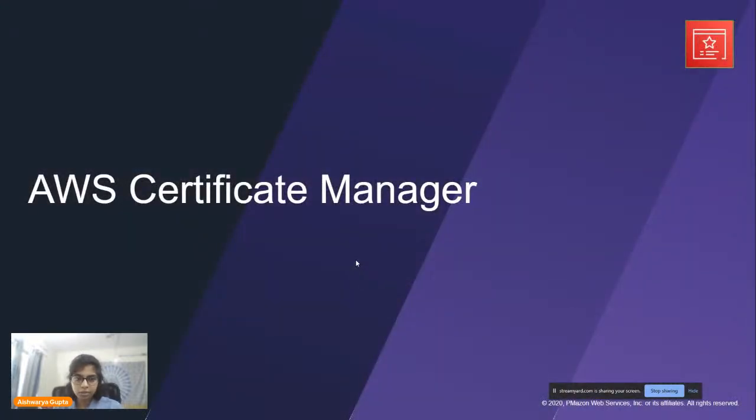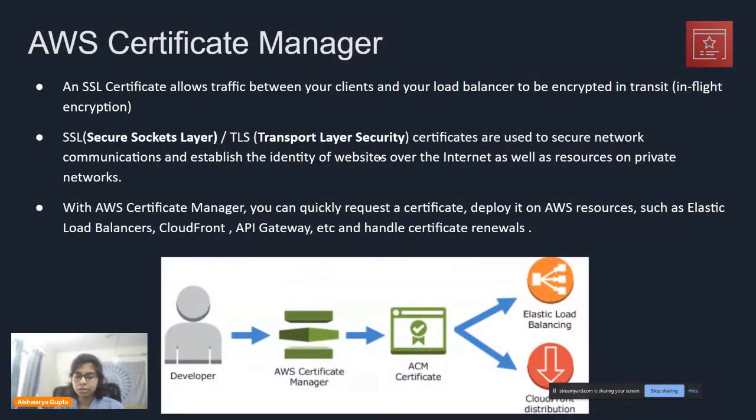Coming to AWS Certificate Manager, as we previously discussed, KMS only takes care of data that is at rest, that is stored somewhere in a specific service. But what about data that is flowing in our application? How do we encrypt that? How do we make sure that it cannot be accessed by anyone on the outside? That is where Certificate Manager comes in.